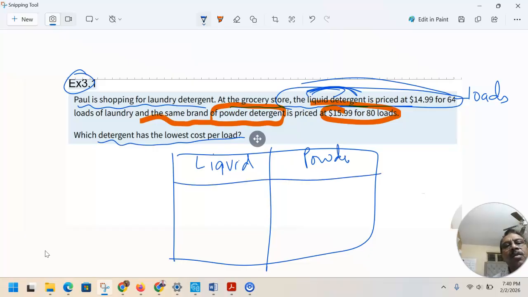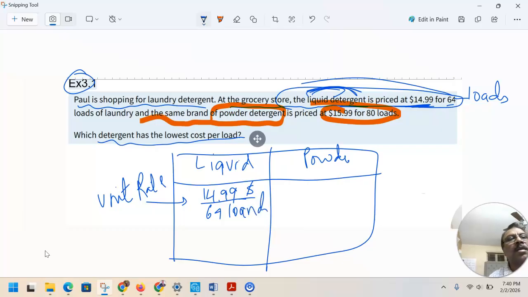So for each case, you do the unit rate. Let's see, if I want to find the unit rate, it is so many dollars per load. It means how much money you spent: that is 14.99 divided by 64. This is in dollars, and the bottom one is the number of loads. If you use the calculator, you get 0.23 dollars per load. L stands for load.